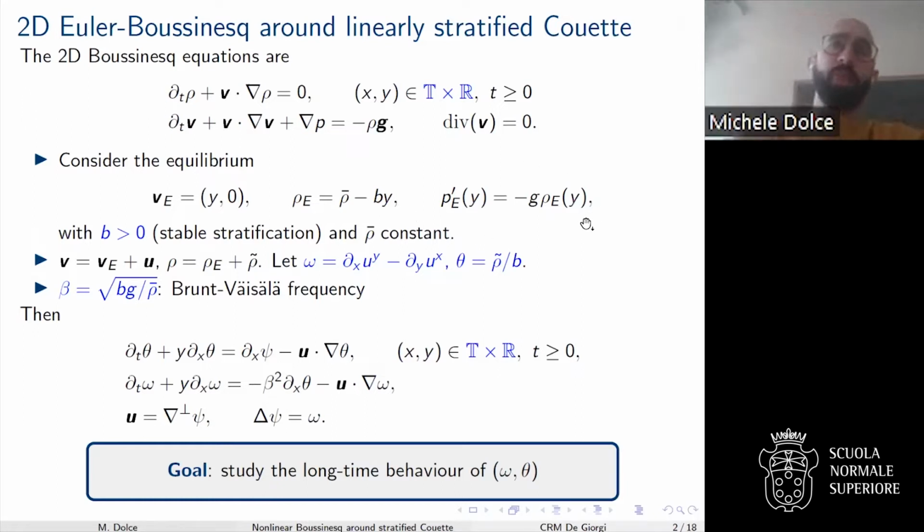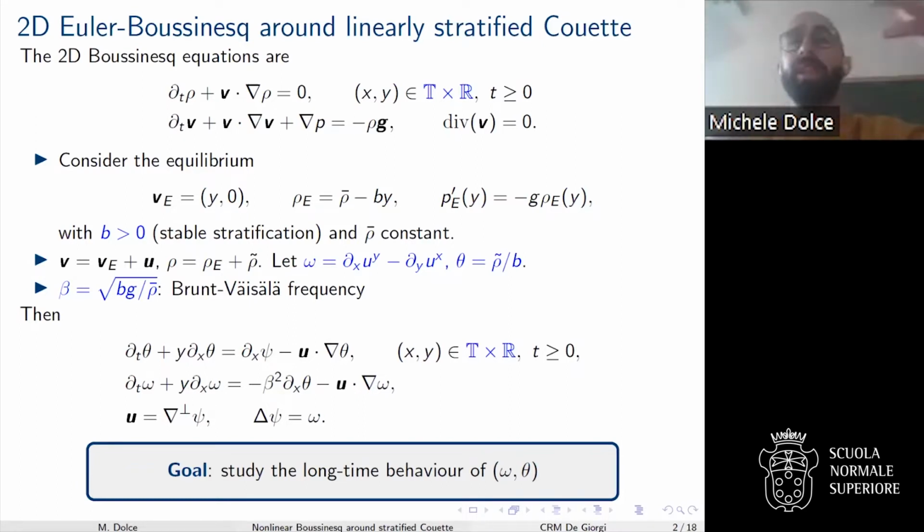Now, we want to perturb around the stationary state. Since we are considering the Boussinesq system, it's convenient to introduce the vorticity, since the flow is 2D, and a scaled density. When you talk about stratified fluids, there is a very important parameter called the Brunt-Väisälä frequency. This parameter measures how much your fluid is stratified.